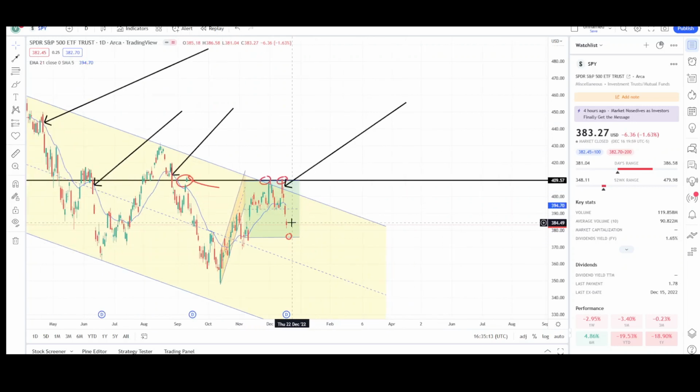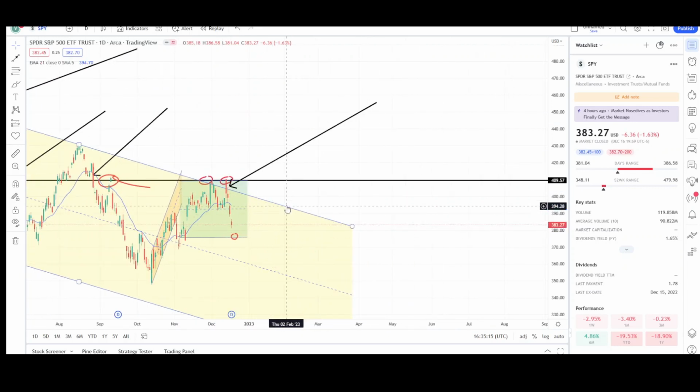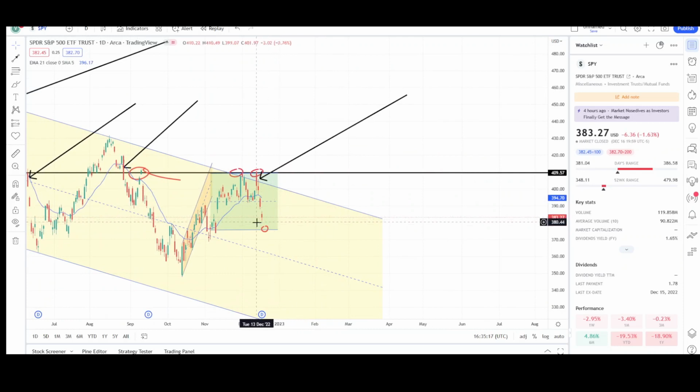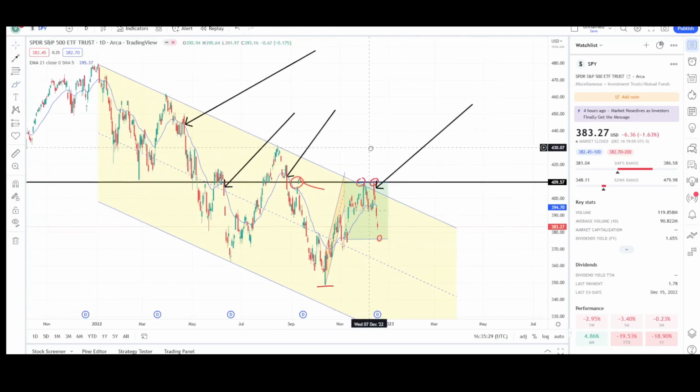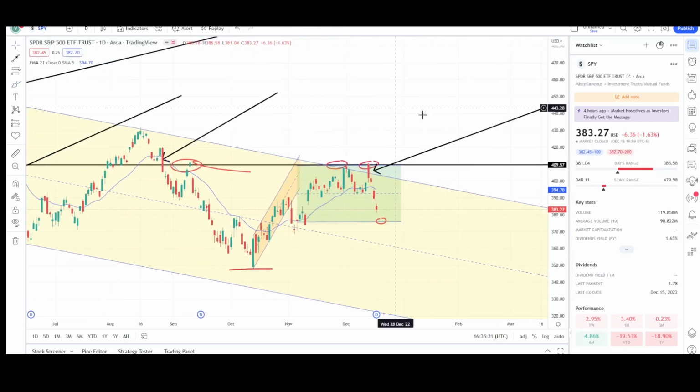I think we are getting a little overextended, so don't be surprised to see some sideways action or a pullback. But we should start seeing lower prices in the future. I'm looking for this low to be taken out at the 347 level. So that's everything I have for the daily chart. Really nothing bullish on this chart right now.